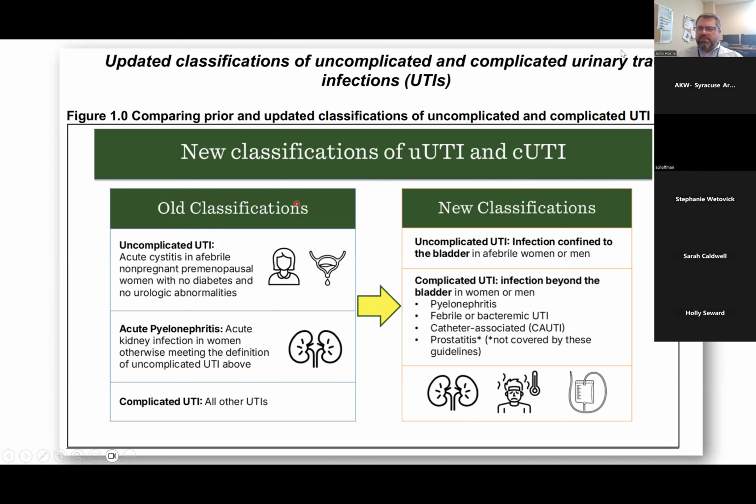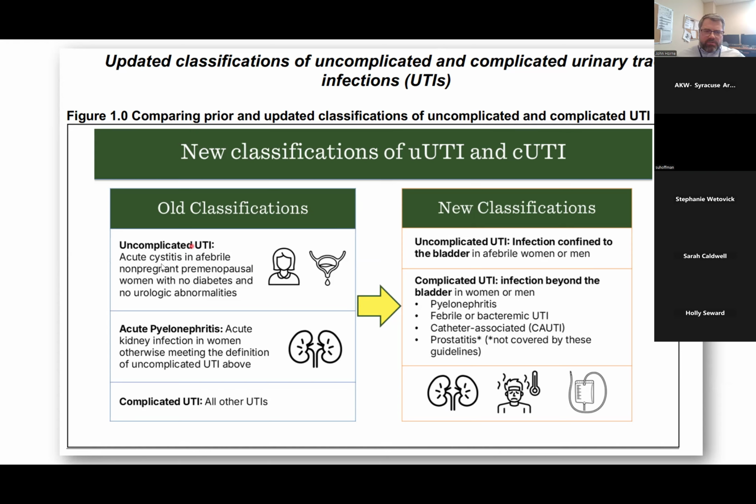And here, the next few slides will show the changes and definitions and the updates. So these are the updated important things that have changed. Updated classifications of uncomplicated and complicated urinary tract infections. This compares the prior classifications, which are on the left, and the new classifications on the right. The old classifications, and this was just updated in July, just a few months ago.